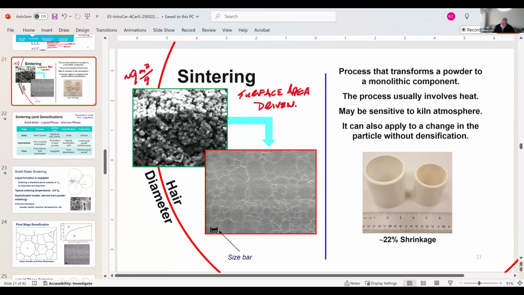This is an example. This is a dry part here. This is a pressed part, and this is the dense sintered part. And you can see the shrinkage. It's about 22%. Our shrinkage values for sintered ceramics range from 14% up to about 22%, maybe a little bit higher, but not by much.